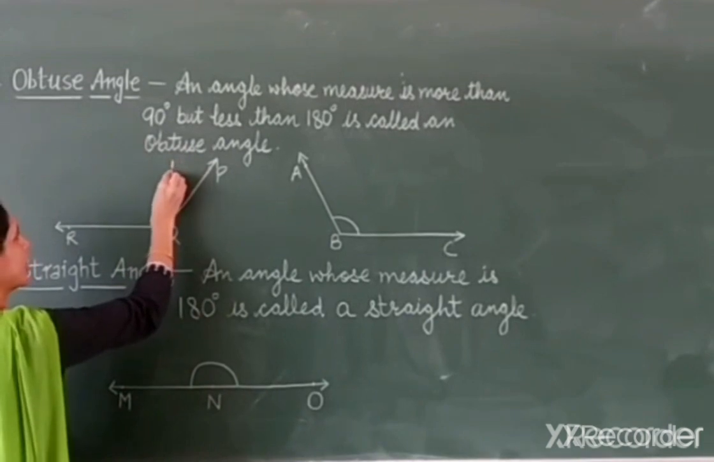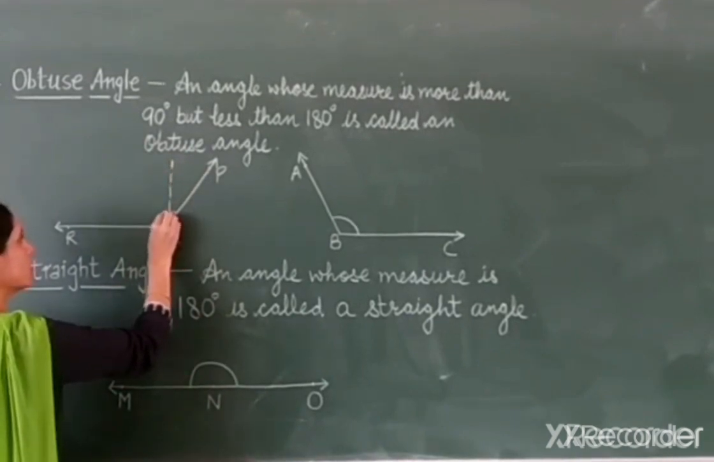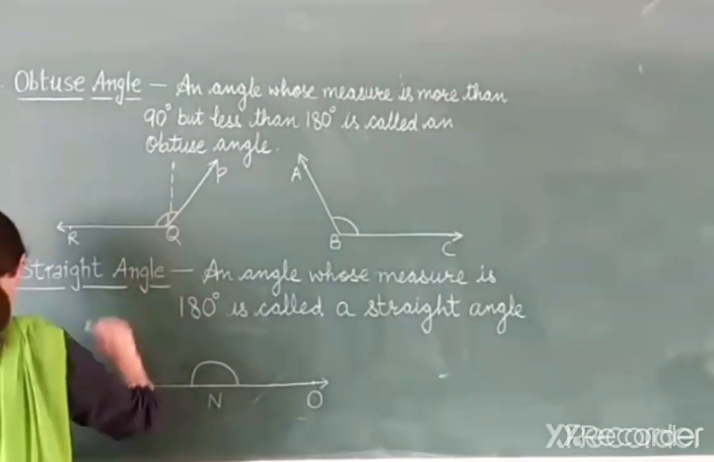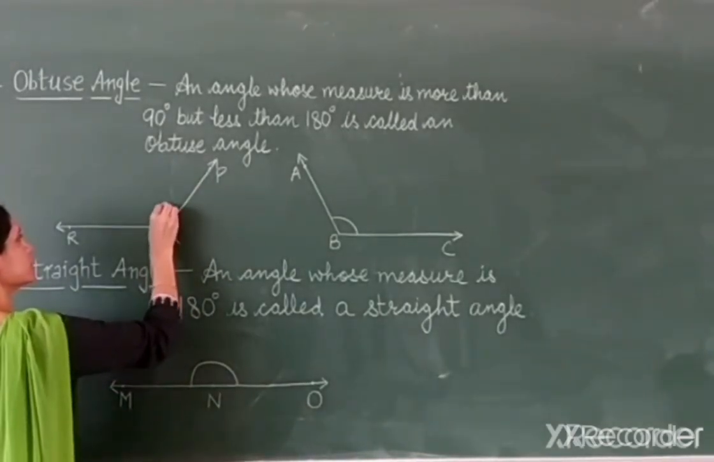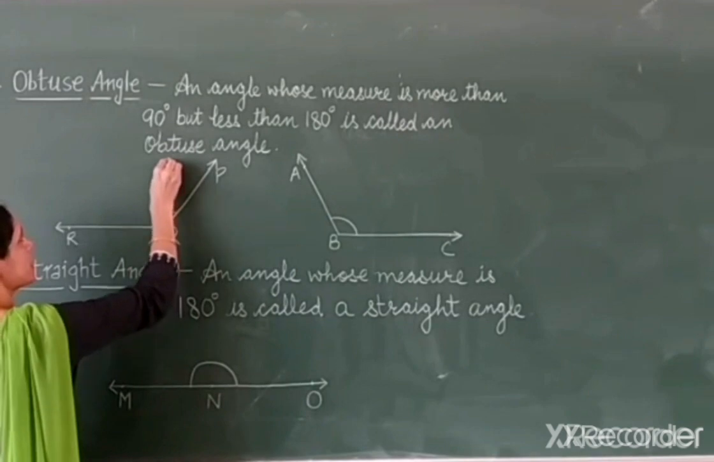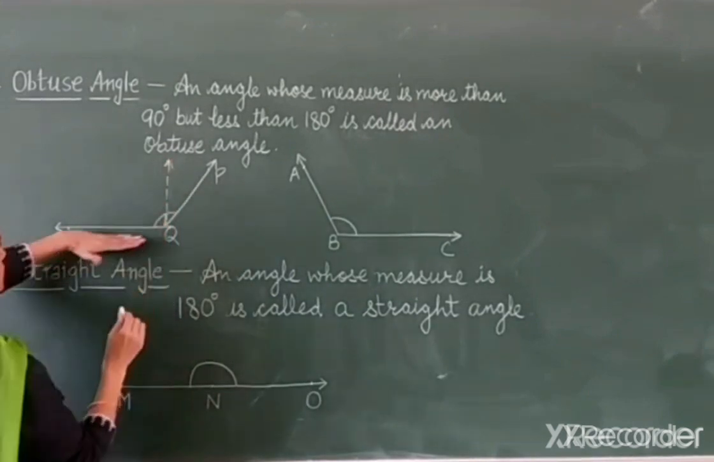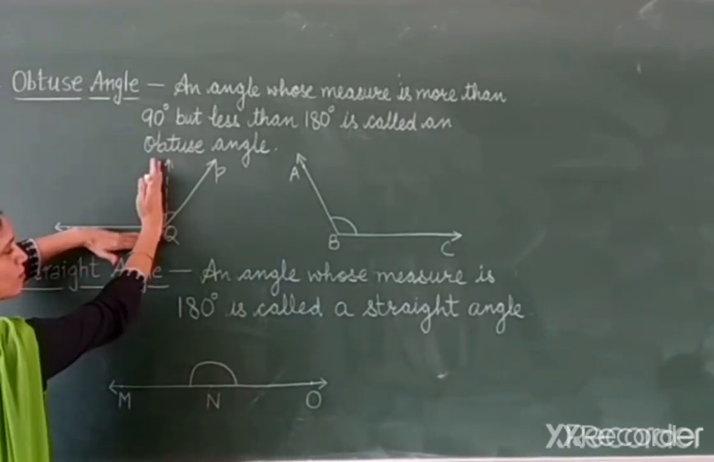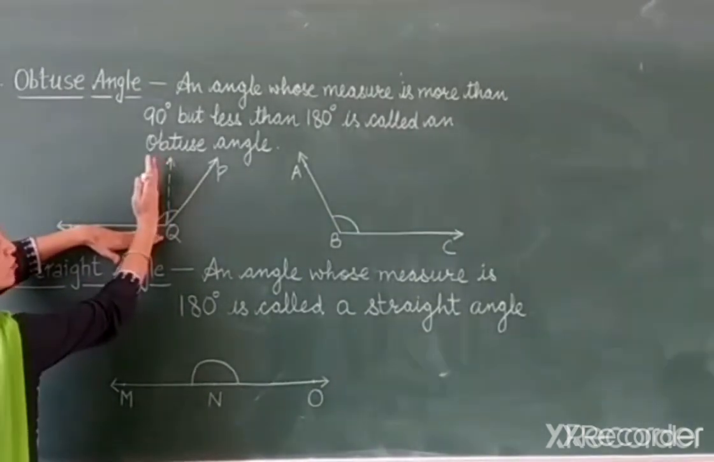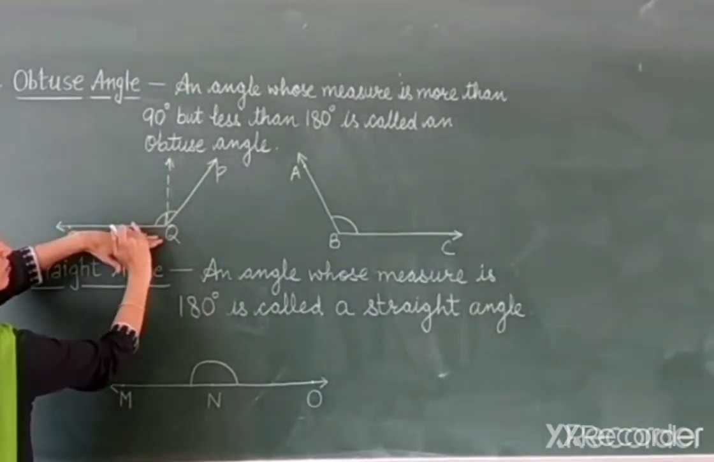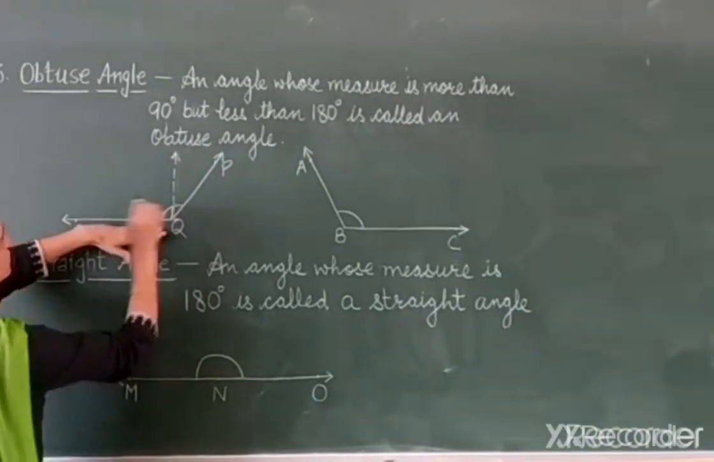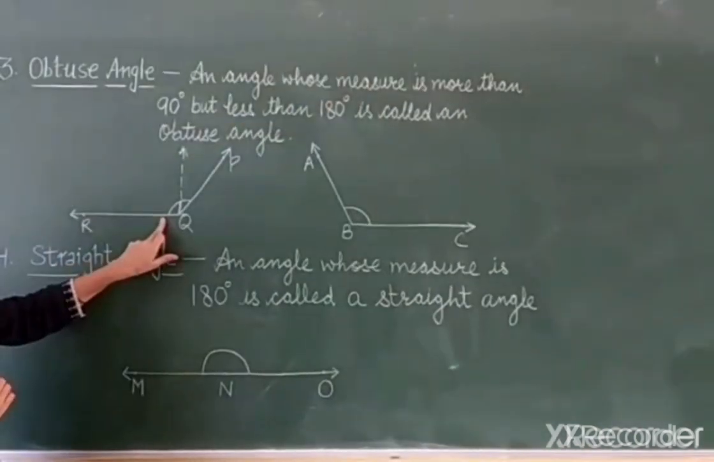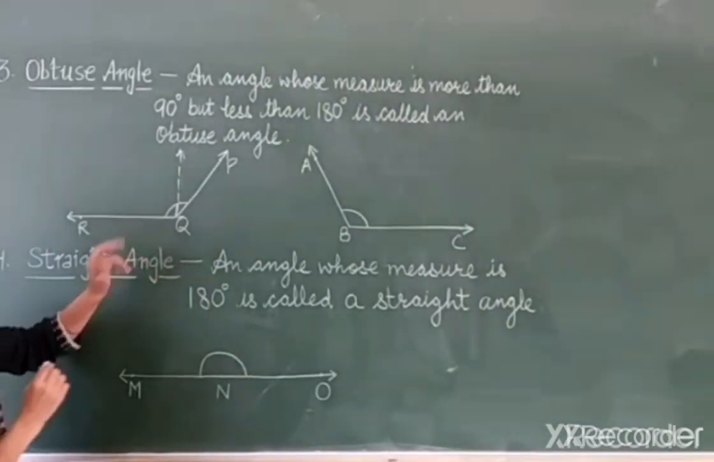First, with a dotted line, I will make an angle of 90 degree. So this is an angle of 90 degree. This ray and this ray form an angle of 90 degree. When this ray moves away from this ray, this forms an angle. This angle is known as obtuse angle.